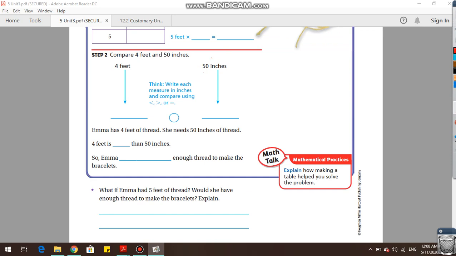Guys, it's like comparing, but in comparing between different units, I can do it. So I have to convert feet into inches. So in 4 feet, I have how many inches? We already said it's 48 inches. And I have here 50 inches. So 48 is less than 50. So Emma has 4 feet of thread. She needs 50 inches of thread. So 4 feet is less than 50 inches. So Emma did not buy enough thread to make the bracelets.